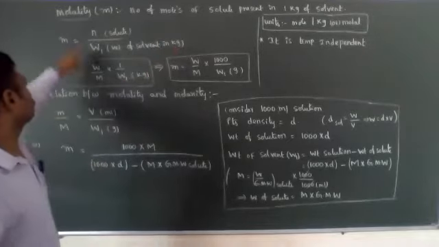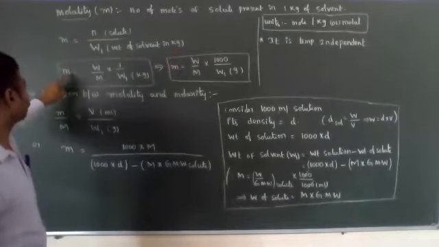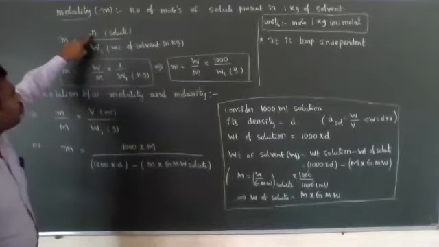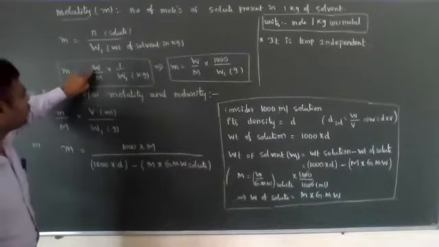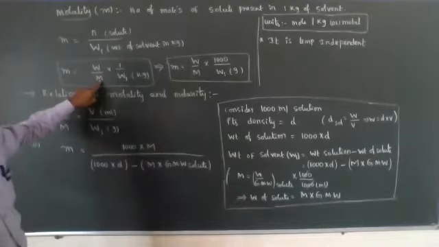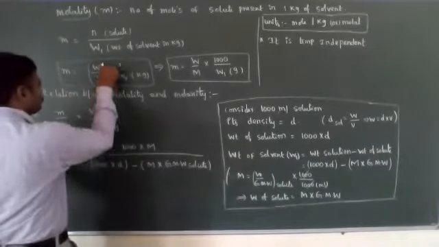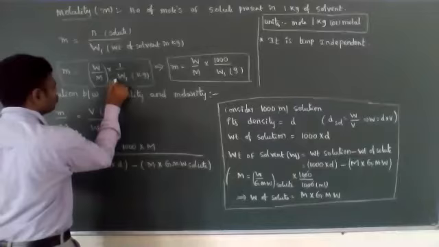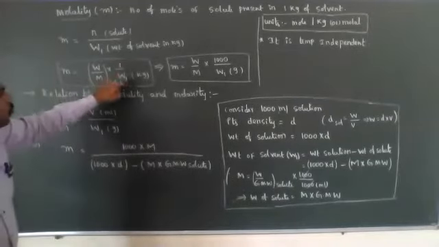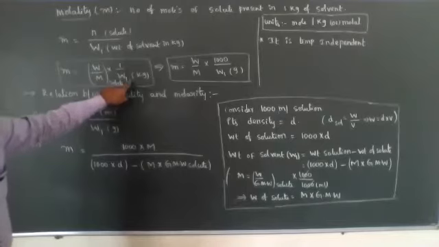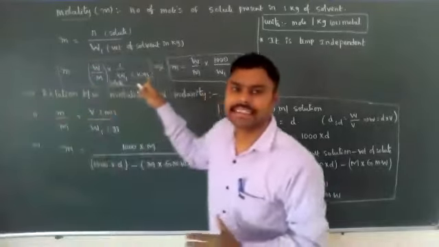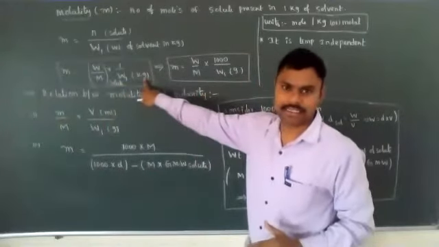So this formula I convert into molality equals number of moles of solute, which is weight W by gram molecular weight of solute, capital M, into 1 by W1. The W1 means weight of solvent in kgs.